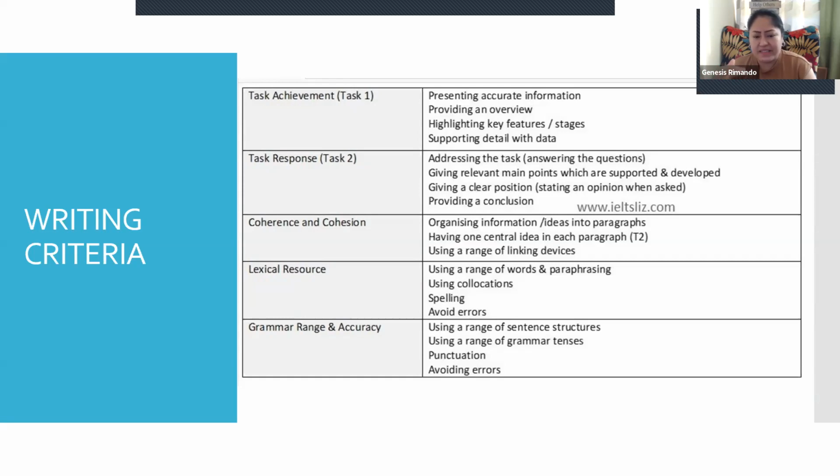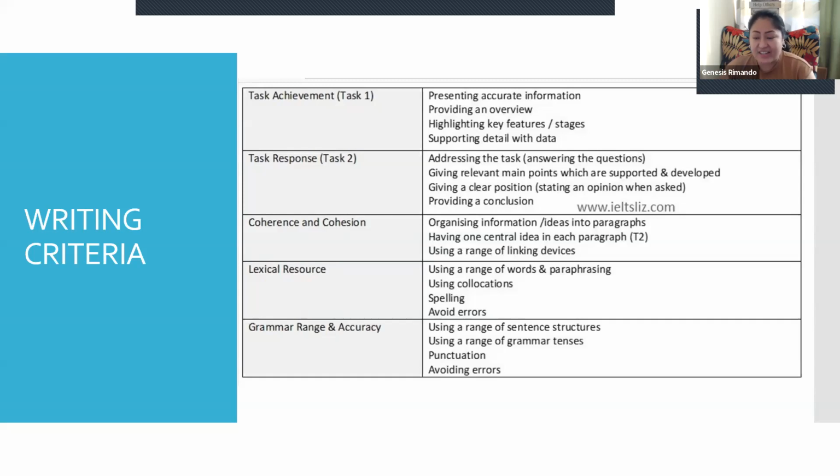And basically it's the same with speaking. You organize your information and ideas into paragraphs. You have one central idea in each paragraph, and you use a range of linking devices like however, furthermore.